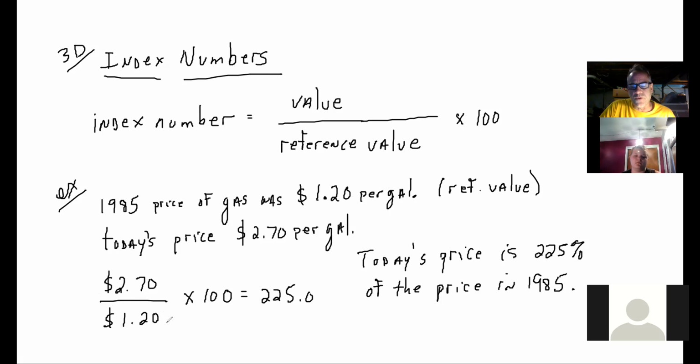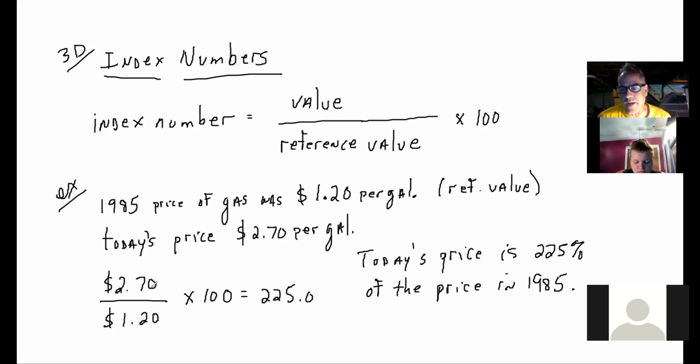So 2.70 divided by 1.20 comes out at 2.25. The times 100 is just to turn it into a percentage. Oh, okay. And so 100 is not your reference number. No, that is just a mathematical way to say turn it into a percentage. Okay. I got confused there when I wrote it down. I understand what you're explaining. And so then I can conclude that today's price is 225% of the price in 1985.